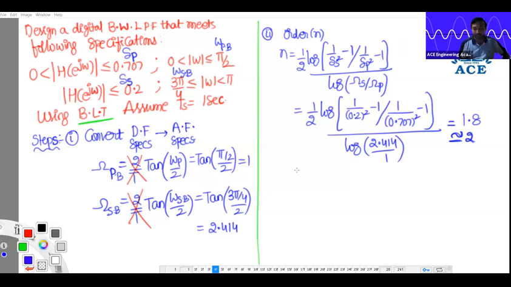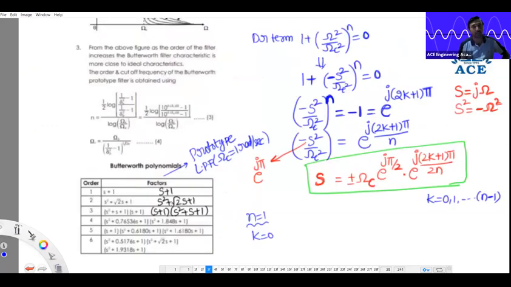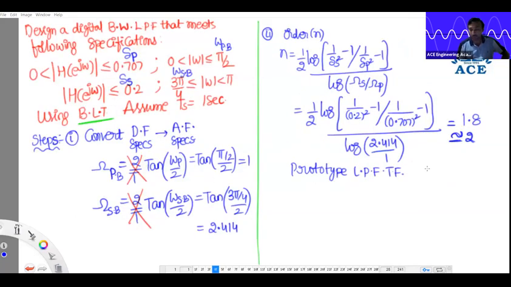Because it is second order, what is the prototype low pass filter transfer function? I know 1 by s square plus root 2s plus 1, that is available in slide number 3. This is the denominator with cutoff 1. Prototype low pass filter means with omega c 1, H of s is 1 by s square plus root 2s plus 1.